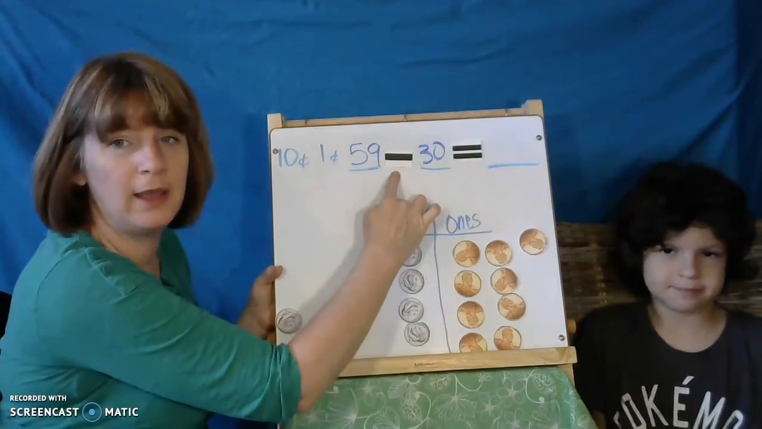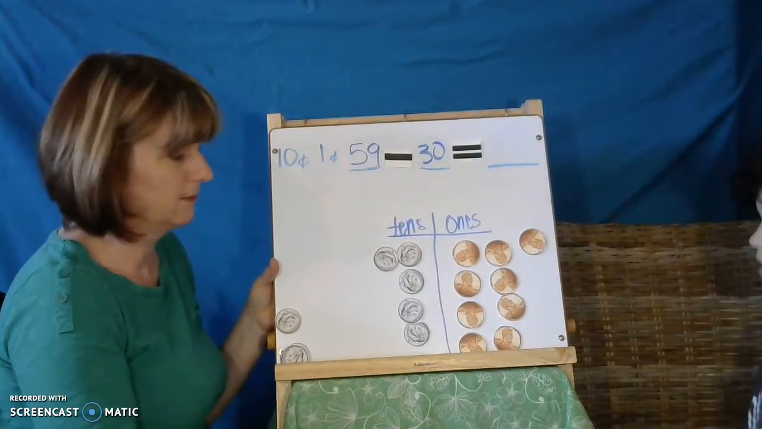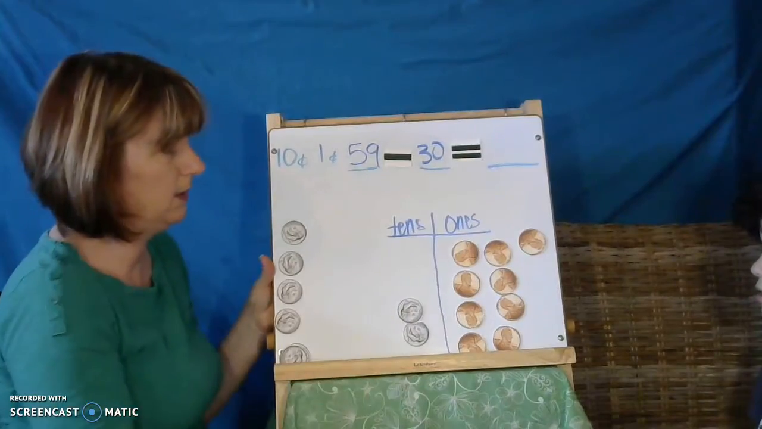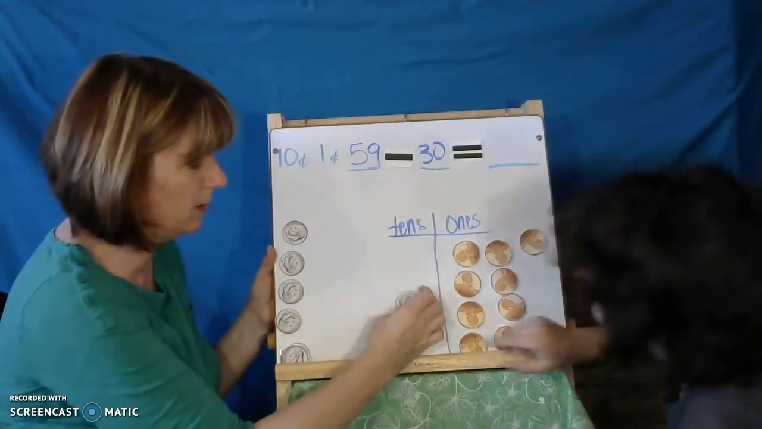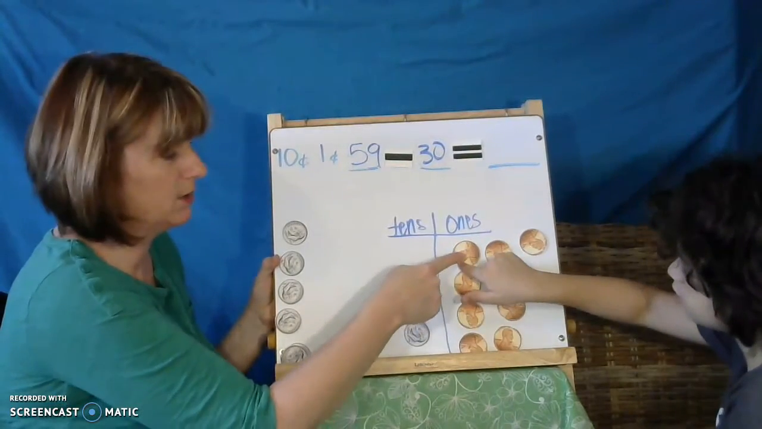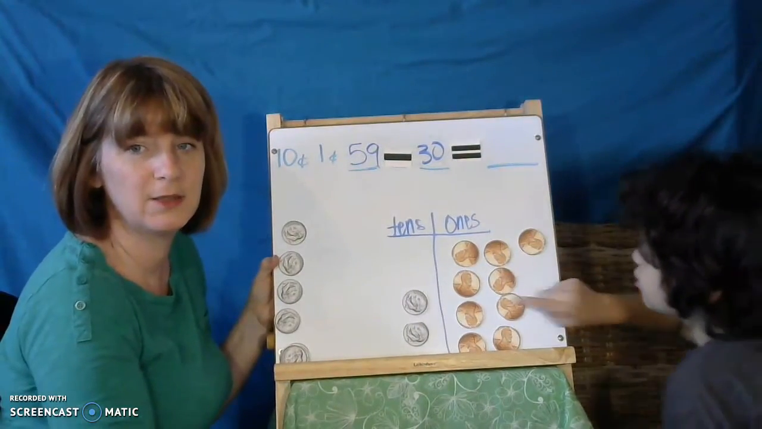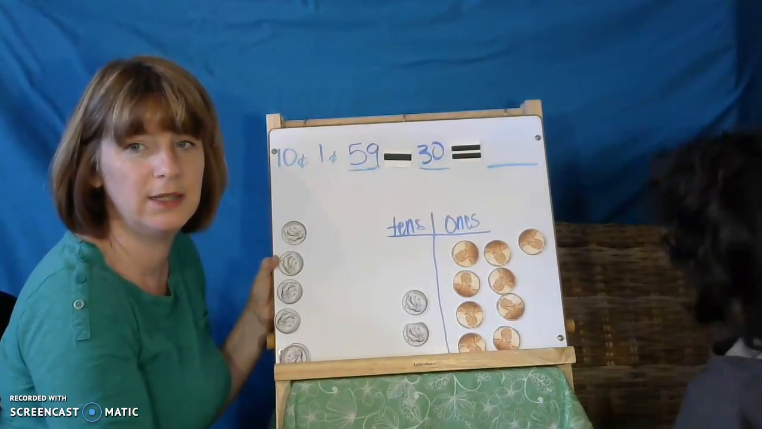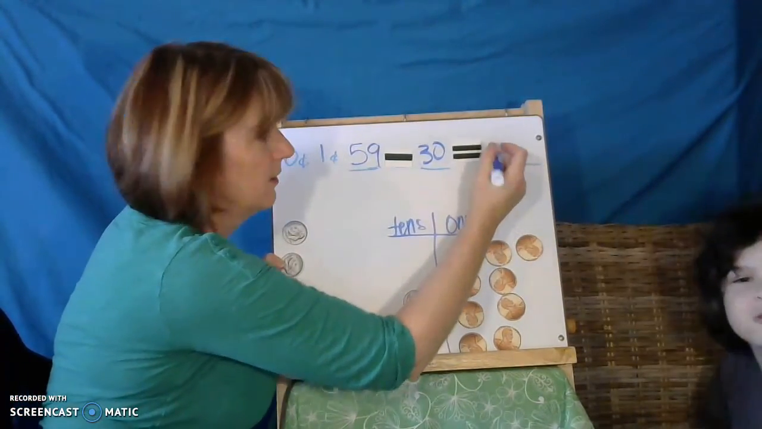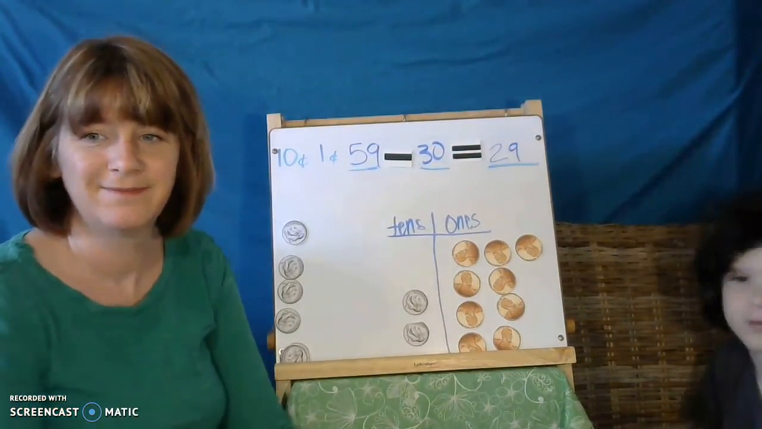Now we need to take away 30 cents. So how would we take away 30 cents? By taking away 3 dimes. Okay, so I'm going to take away 3 dimes. 1, 2, 3. Now, how much money do we have left after we bought that item? 10, 20, 21, 22, 23, 24, 25, 26, 27, 28, 29. And how do we write a 29? A 2 and a 9.